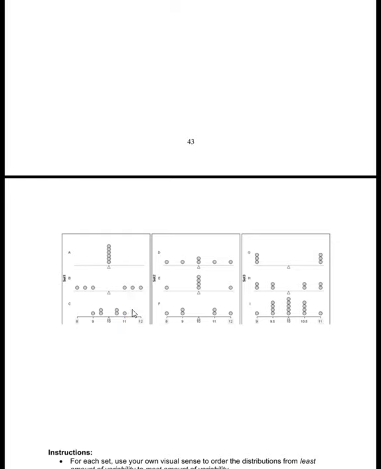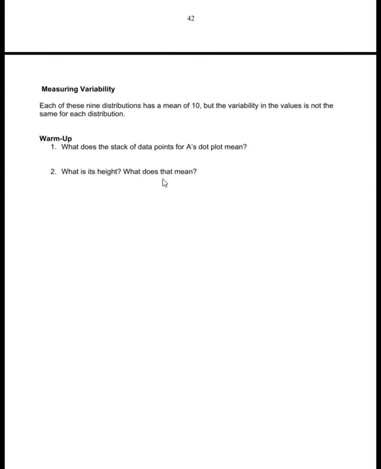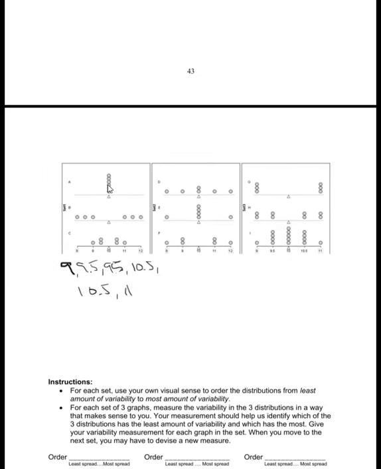So these are more spread out. And then we have 9, 9.5, two 9.5s. If we were to write these out as data, this would be a 9, this would be a 9.5, another 9.5, a 10.5, another 10.5, and then an 11. So that's what this data represents. If we were to find the median, 1, 2, 3, 4, 5, 6, we'd have to find the middle between 9.5 and 10.5, which is 10. What does the stack of data points for A's dot plot mean? So what does this stack of data points mean for us?